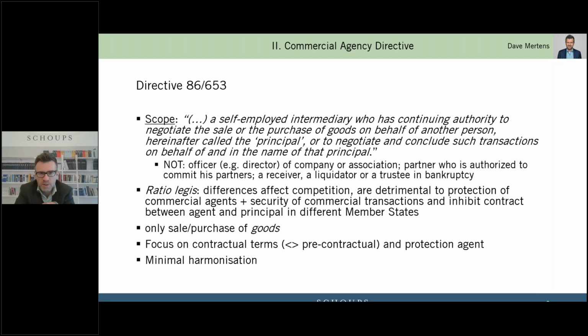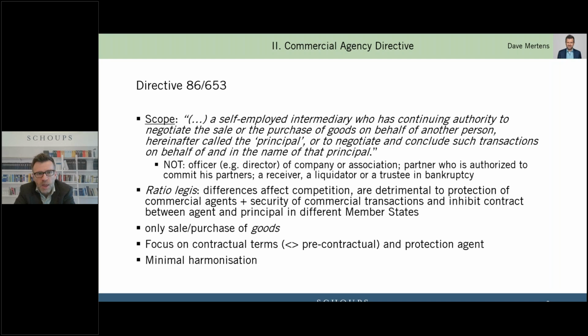What does this not mean? The first exception is the most important, probably. An officer, a director, or a company or association is not a commercial agent, although he might negotiate deals on behalf of his own company, for which he represents. If he does so in his capacity of director or manager of the company, he is not a commercial agent. I've seen a few efforts by former directors to claim the protection of the commercial agency directive. This is a no-go. This does not apply to those types of agreements.